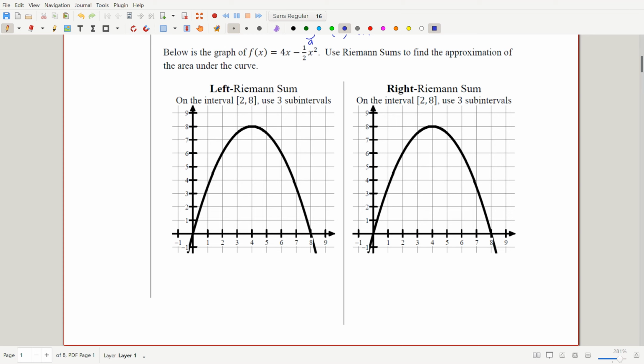Yep, we're going from 2 to 8. Each rectangle is going to be 2 wide. So we're doing a left sum, so my rectangle goes up to the curve on the left. That's easy to measure. It goes up to the curve on the left, and goes up to the curve on the left.